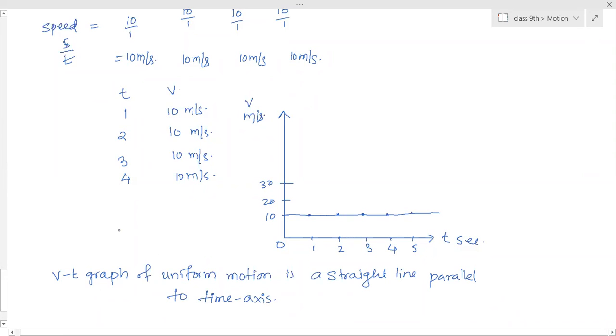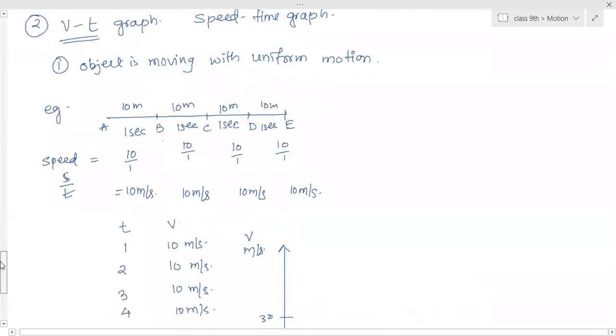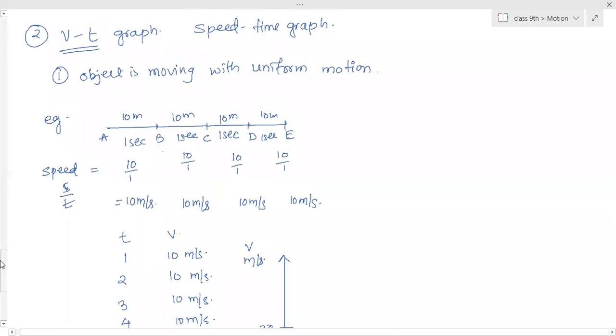Time axis, that means time is shown on which axis? That axis. Is this explanation clear? Yes, ma'am. So write down this for uniform motion.